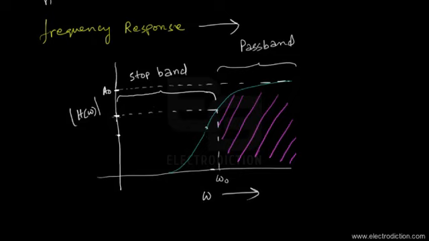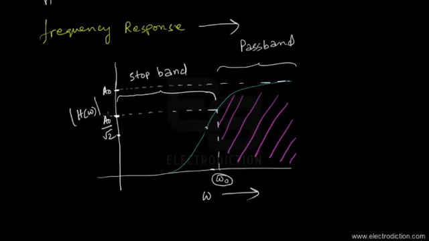And as I was saying, at the cutoff frequency, at omega 0, the gain just falls down to 1 by root 2 times its value. So the gain over here would be A0 divided by root 2.